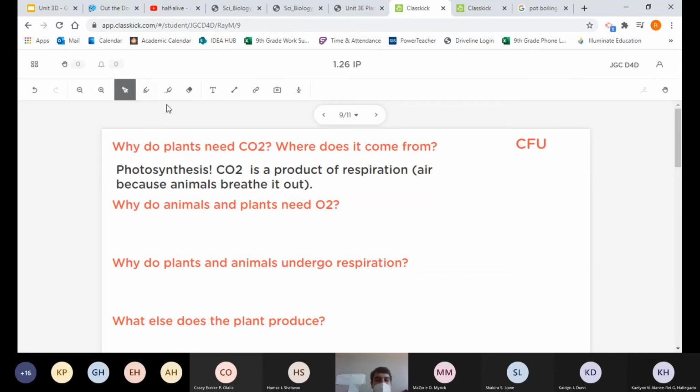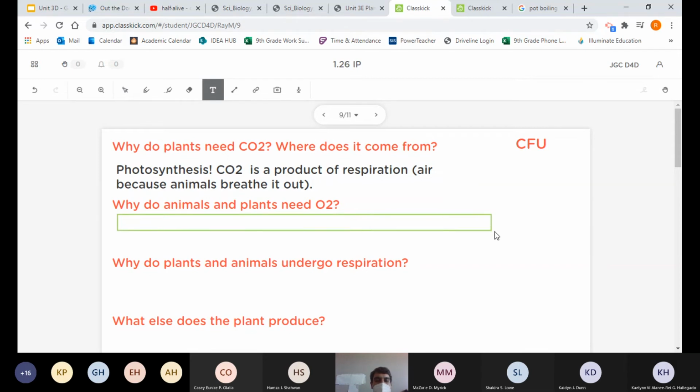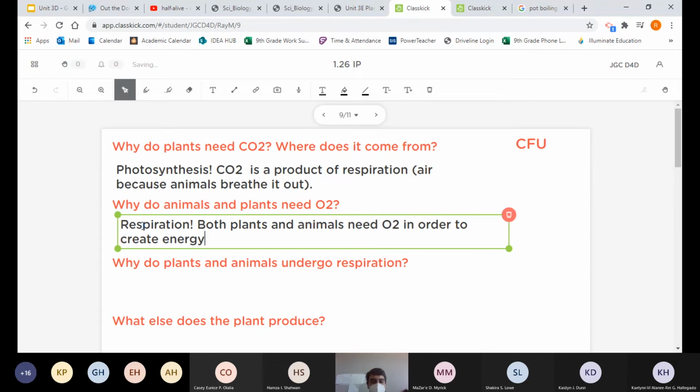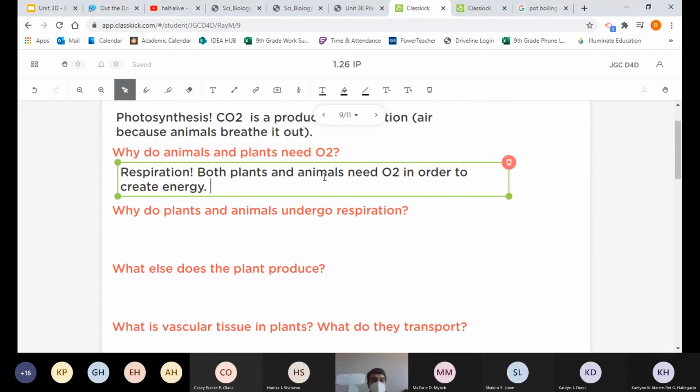Okay, why do animals and plants need oxygen? If plants need carbon dioxide for photosynthesis, why do you think animals and plants need oxygen? For respiration. Oxygen is a reactant in the respiration equation. So both plants and animals need oxygen in order to create energy. Oh, whoops. I answered the next question.